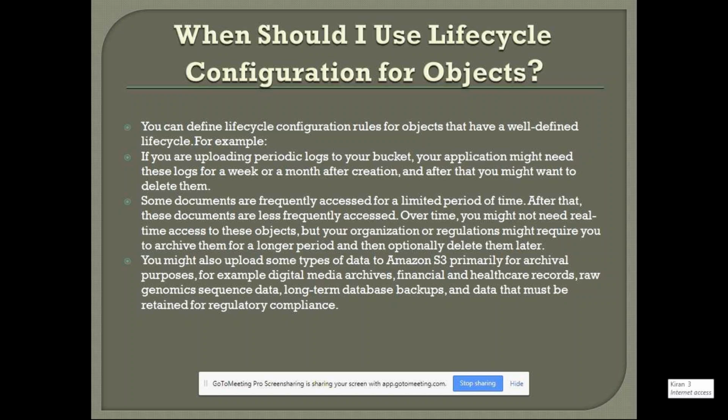You might also upload some types of data to Amazon S3 primarily for archival purposes. For example, digital media archives, financial and healthcare records, raw genomics sequence data. Genomics sequence data deals with genetics, that is DNA. Also long-term data backups and data that must be retained for regulatory compliance. The data that has to be retained for regulatory compliance can also be stored here. So these are the things.